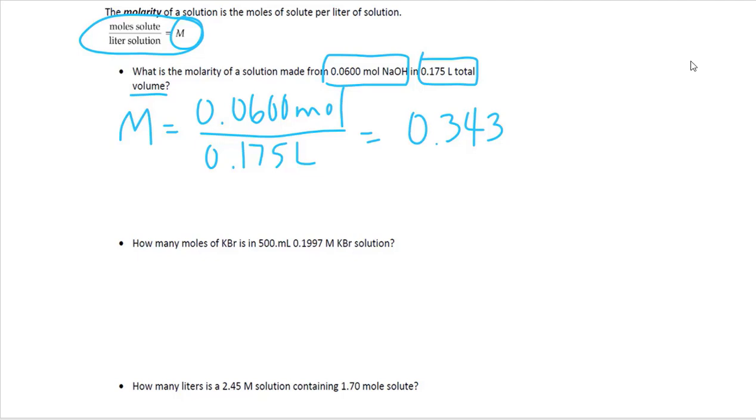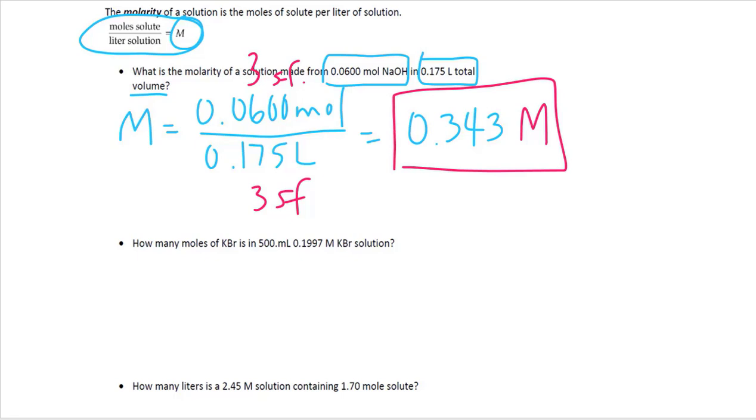We get, and if we look at how many sig figs we have, I have 1, 2, 3 sig figs on top, and I have 3 sig figs on the bottom. So I need to finish with 3.343, and we simply need to give it capital M for molarity, because we need to get into the mindset that molarity is moles over liters.